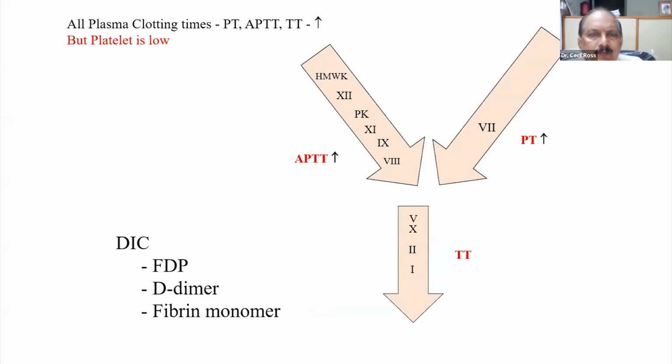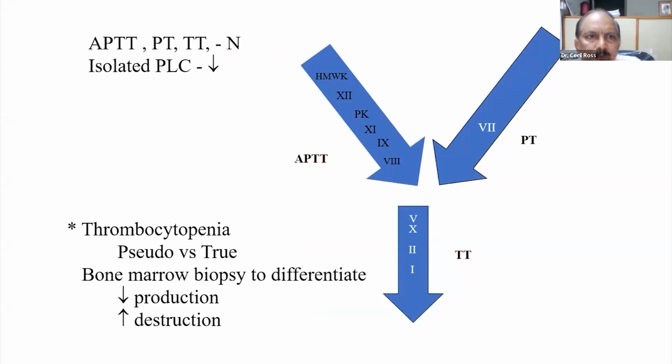Now, if all plasma clotting times are prolonged, PT is prolonged, APTT is prolonged, thrombin time is prolonged, and the platelet count is low, that means the person may be having DIC. Then you look for FDP, D-dimer, fibrin monomer, and so on.